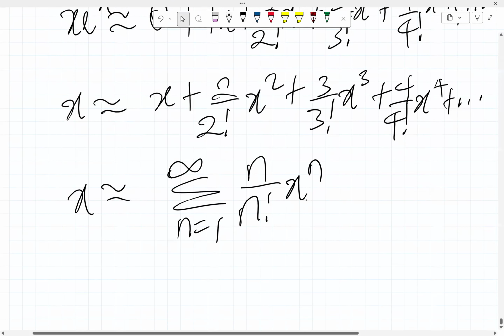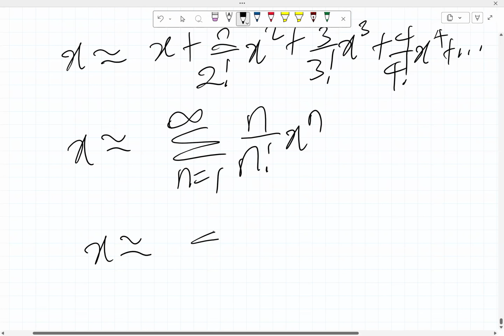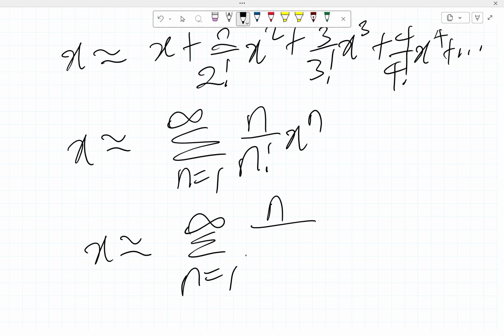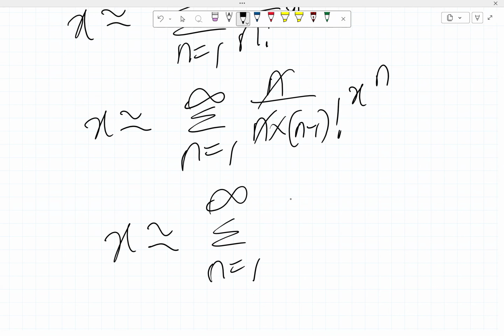But interestingly, this can simplify. So x is approximately summation from n equals 1 to infinity of n over n factorial, that's like n times n minus 1 factorial, x raised to power n. So n can cancel out. This is even cool. So x is approximately summation from n equals 1 to infinity of x raised to power n all over n minus 1 factorial.